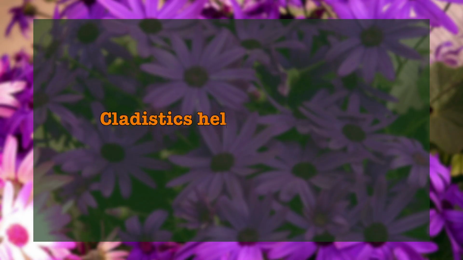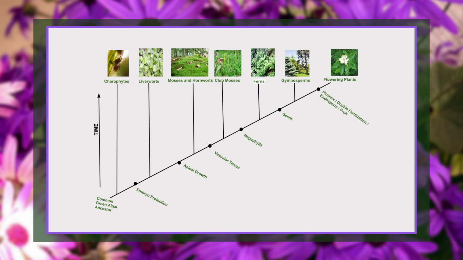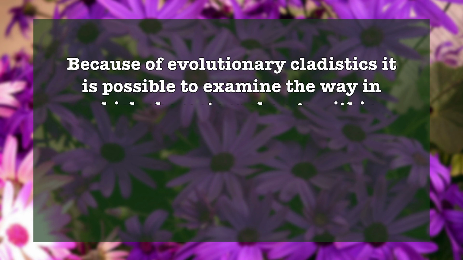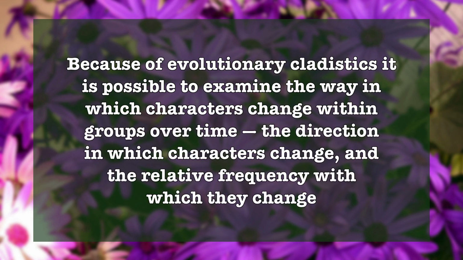The third application of cladistics is that cladistics helps to elucidate mechanisms of evolution. Unlike previously proposed systems of analyzing relationships, cladistics is explicitly evolutionary. Because of this, it's possible to examine the way in which characters change within the group over time, the direction in which characters change, and the relative frequency with which they change. It's also possible to compare the descendants of a single ancestor to look at the patterns of origin and extinction in these groups, or to look at the relative size and diversity of groups.